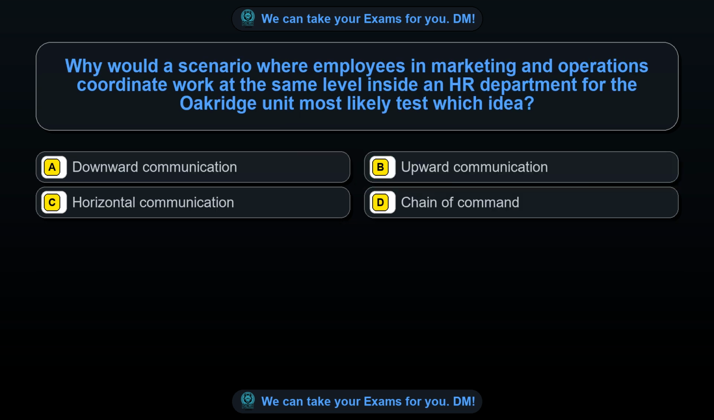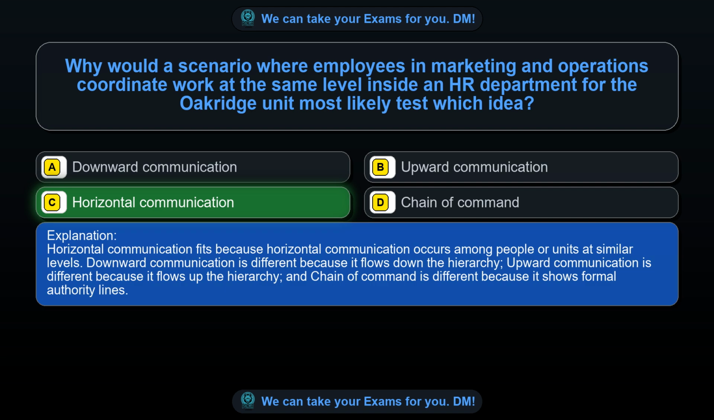Question 77. Why would a scenario where employees in marketing and operations coordinate work at the same level inside an HR department for the Oak Ridge unit most likely test which idea? Option A, downward communication. Option B, upward communication. Option C, horizontal communication. Option D, chain of command. The correct answer is option C, horizontal communication.